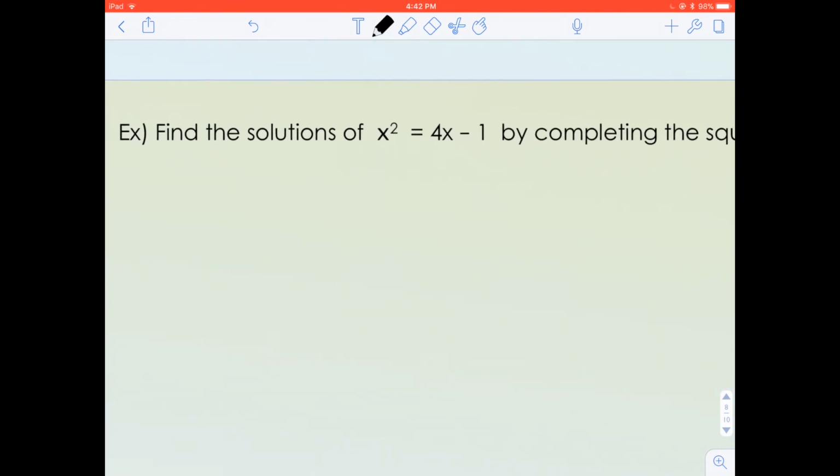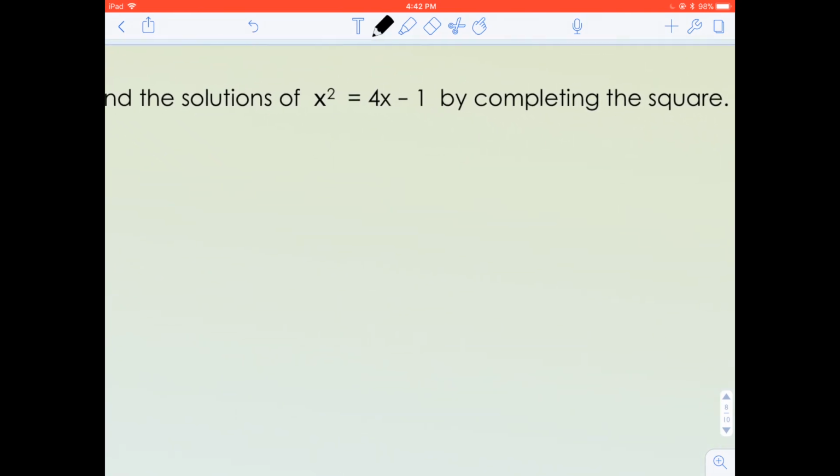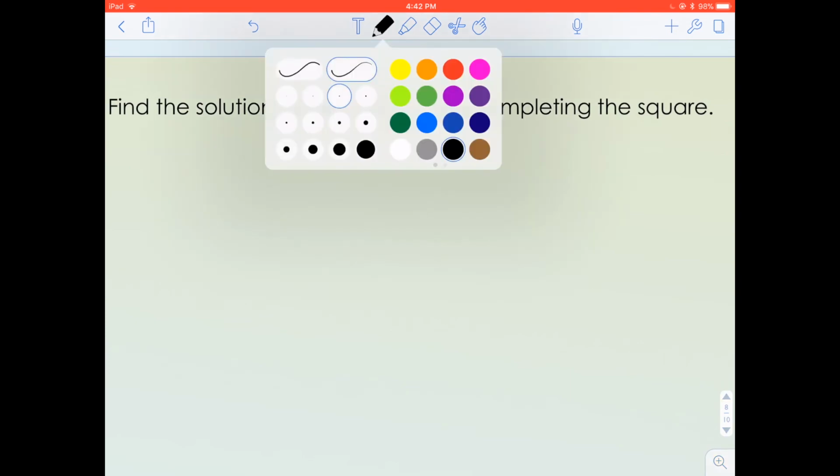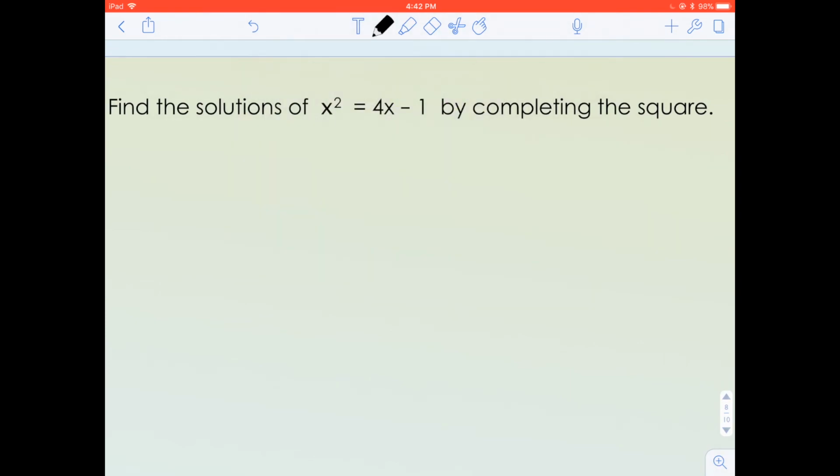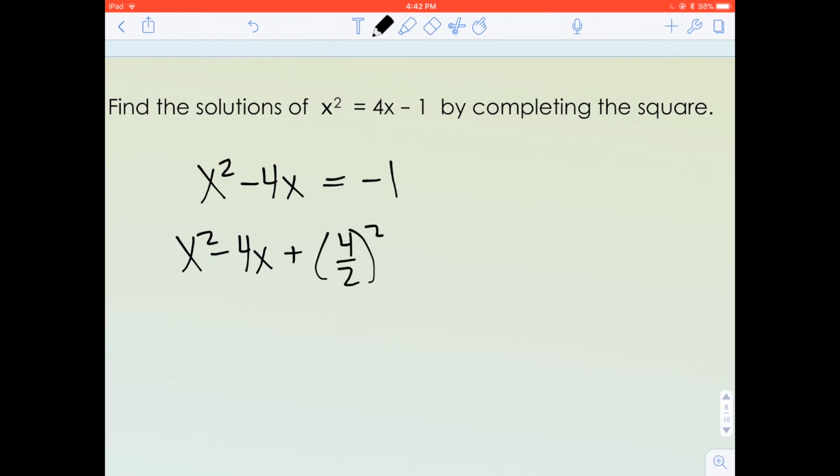All right, so find the solutions of x squared equals 4x minus 1. The first thing I should do here is get my c term isolated. So we got x squared minus 4x equals negative 1. There's no a term, so we don't have to divide. So we can just add 4 over 2 squared to both sides. That's adding my b term over 2 squared to both sides.